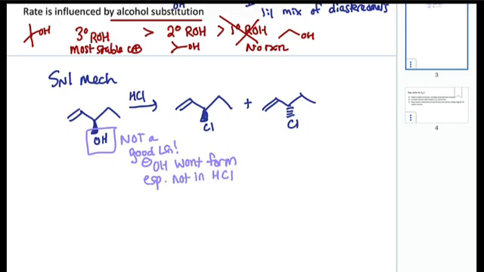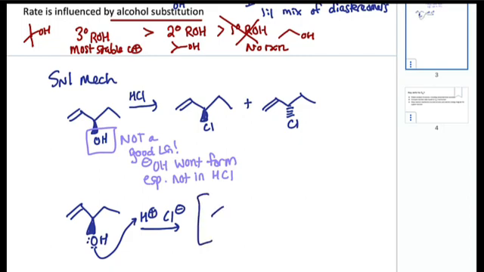Okay, so what really does happen here, instead of us just losing our leaving group as we saw in the first type of SN1 mechanism that we covered, is that our alcohol, again, is activated. That means protonated by the solution. So HCl is just H plus and Cl minus. And so we can pick up a proton from solution and generate our first reaction intermediate.